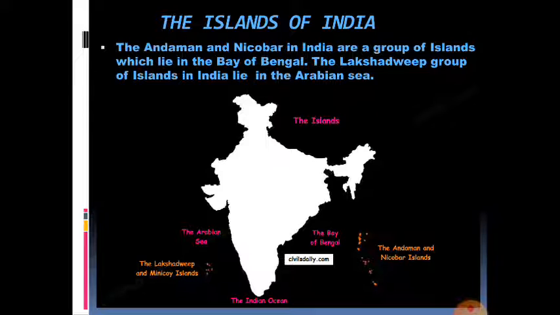The Bay of Bengal. And in the Bay of Bengal, which island is there? The Andaman and Nicobar islands. And on the west side, there is a sea that is named Arabian Sea. So, which island is there? The Lakshadweep and Minicoy Island. This is a group of islands.